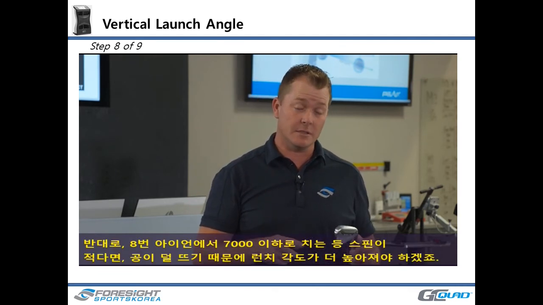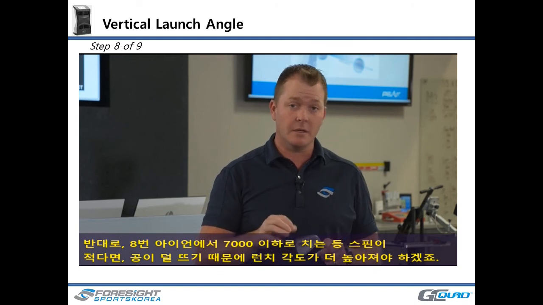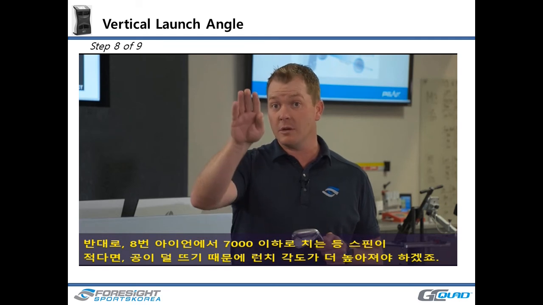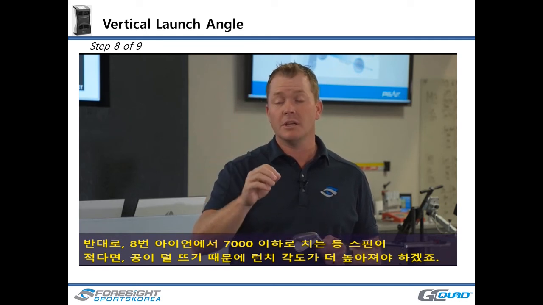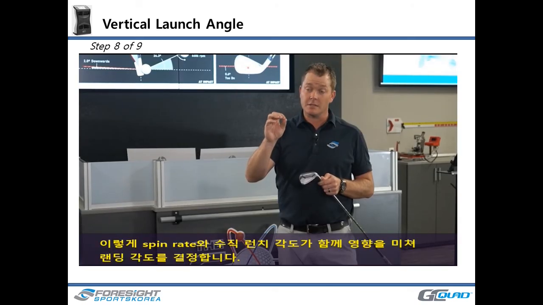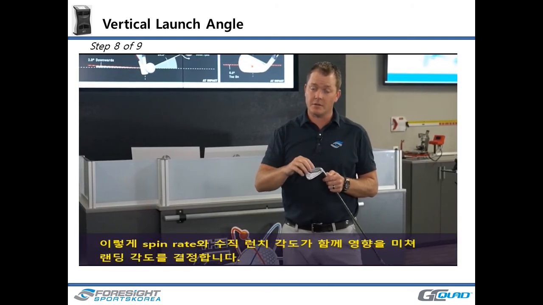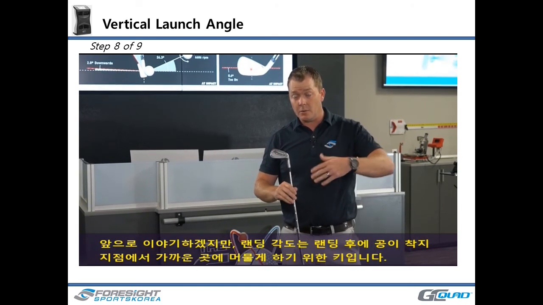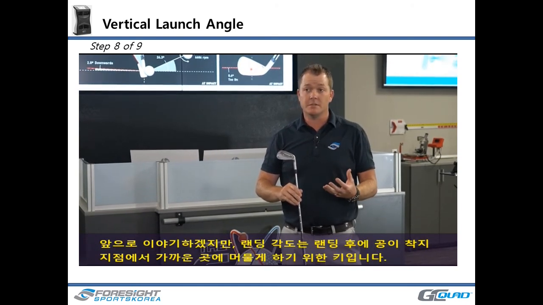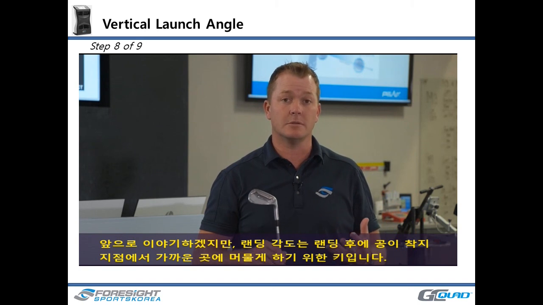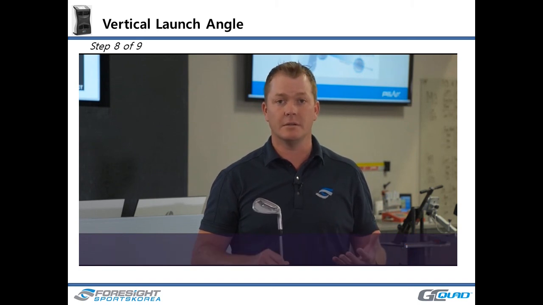Now conversely, if that player was low spin and only had about 7,000 RPMs for their 8-iron, I would want to see a higher launch angle, because lower spin is going to be less lift. Now, the spin and the vertical launch angle work together to create landing angle. And we're going to talk about that in a couple minutes, but landing angle is the key determinant for having that golf ball stop as close as possible to where it lands when it hits the green.